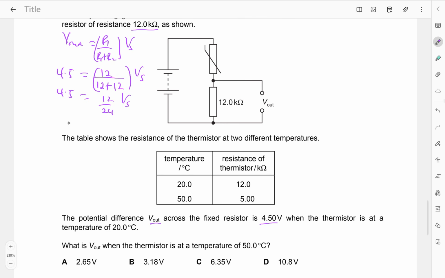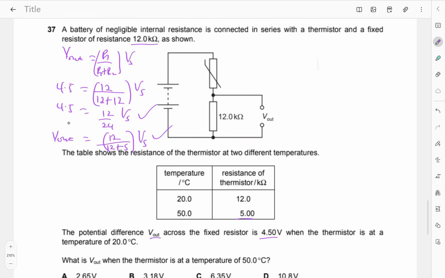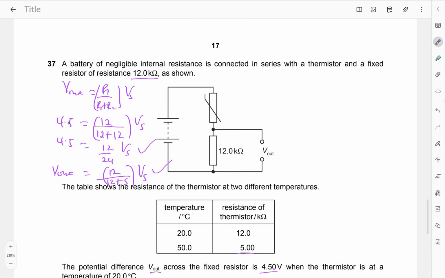Then at 50, what is V out when the thermistor is at a temperature of 50? So now V out is equal to, at a temperature of 50, the PD is going to be R, which is 12. Total resistance is 12 plus, at 50, the resistance is 5. So that is plus 5. Then this is also times Vs. So we have this equation and that equation, we are just going to combine. So I'm dividing the two equations.